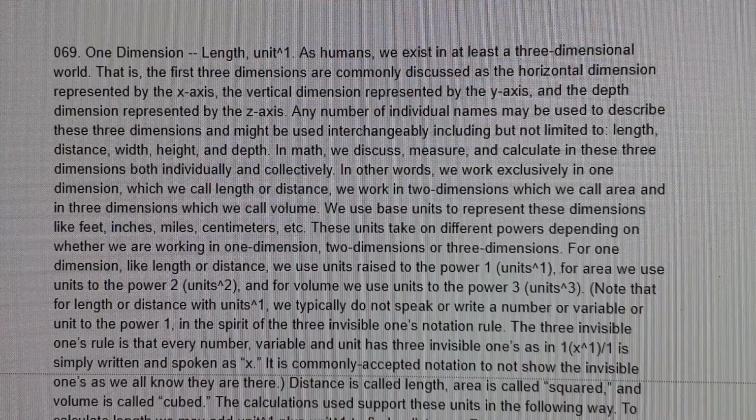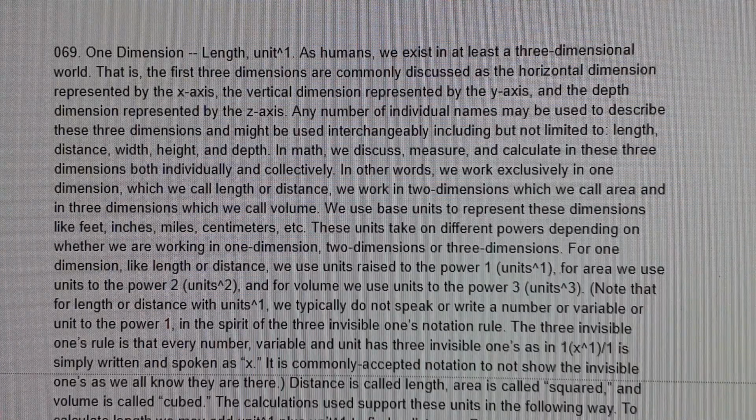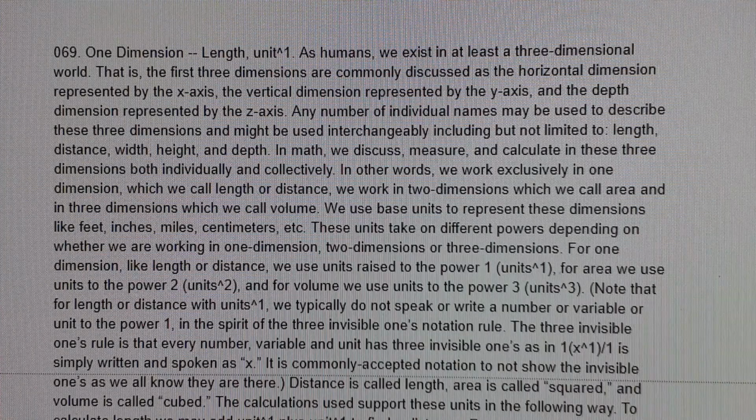For one dimension, like the length or distance, we use units raised to the power 1, parentheses, units caret 1, and parentheses. For area, we use units to the power 2, parentheses, units caret 2, and parentheses. And for volume, we use units to the power 3, parentheses, units caret 3, and parentheses.